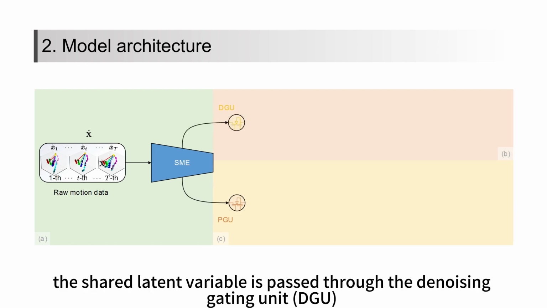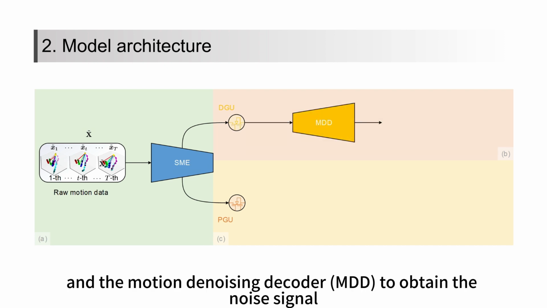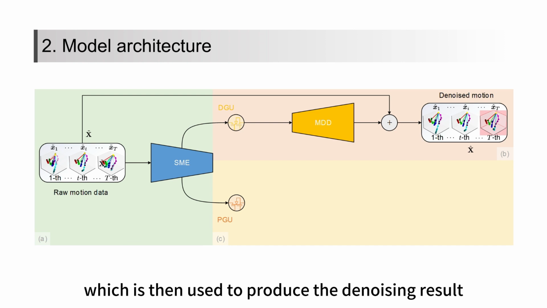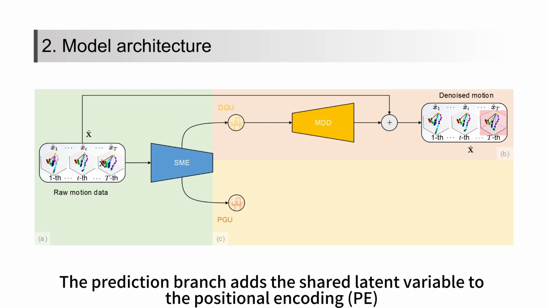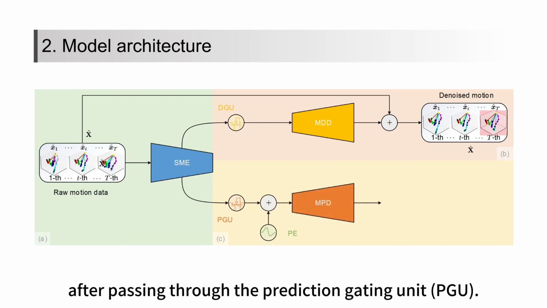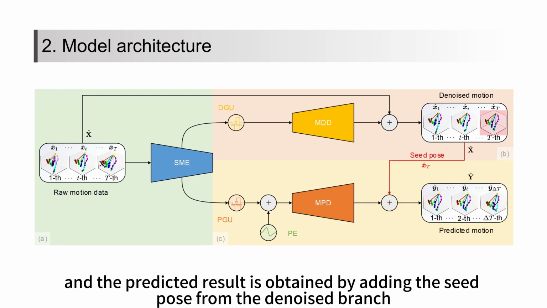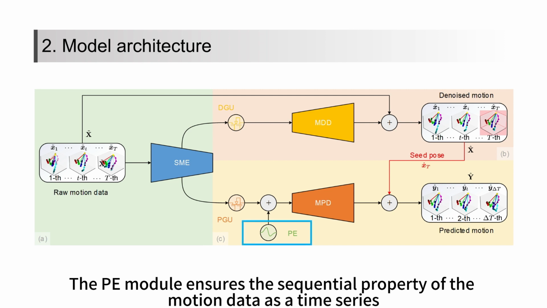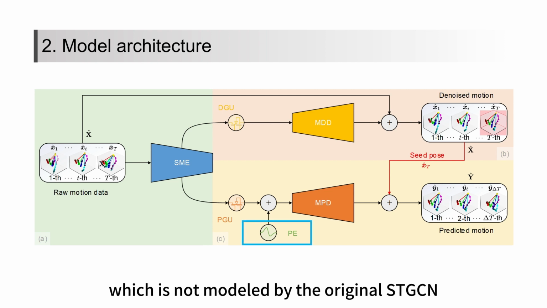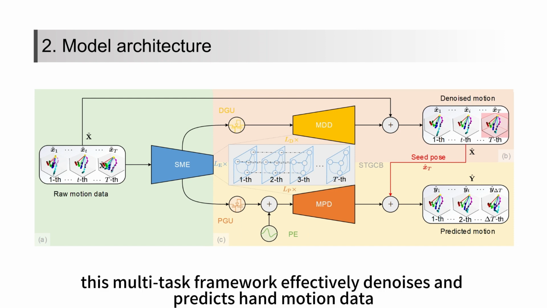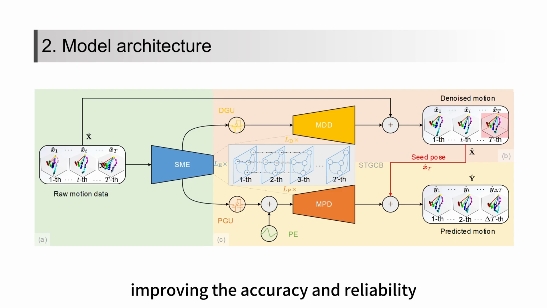In the denoising branch, the shared latent variable is passed through the denoising gating unit, DGU, and the motion denoising decoder, MDD, to obtain the noise signal, which is then used to produce the denoising result. The prediction branch adds the shared latent variable to the positional encoding, PE, after passing through the prediction gating unit, PGU. The future motion offset is determined using the motion prediction decoder, MPD, and the predicted result is obtained by adding the seed pose from the denoised branch. The PE module ensures the sequential property of the motion data as a time series, which is not modeled by the original STGCN. Overall, this multitask framework effectively denoises and predicts hand motion data, improving the accuracy and reliability.